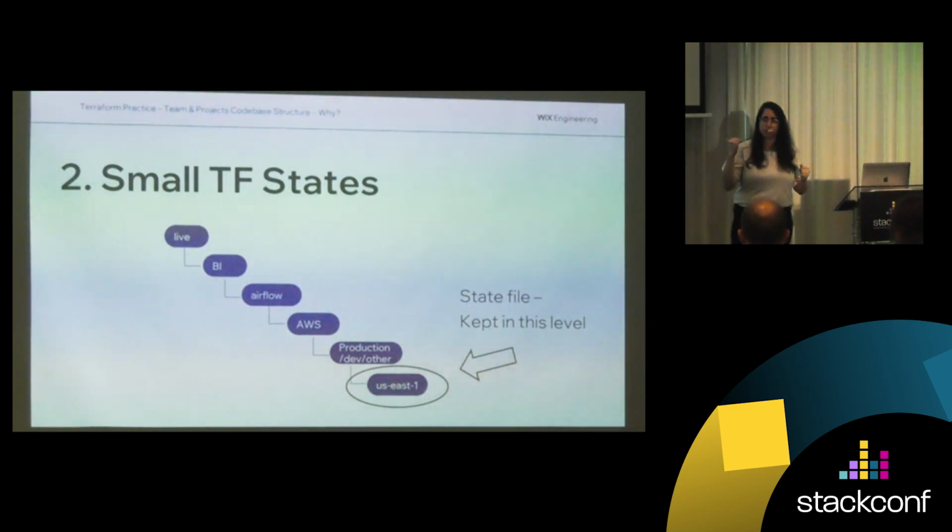So in order to avoid that, in order to help Terraform do its job properly and reduce the amount of invalid dependencies, we need to make sure the state files are very, very small. How do we do that? With this approach right here. If we have this structure, it means that the state file is kept at the lowest possible level, in us-east-1, which means the state file is only for Airflow resources for the BI team in AWS production or dev or whatever in us-east-1. So it's a very small state file, meaning the big blast radius is avoidable. We don't have any big blast radius, and it's great and allows Terraform to manage the resources in a way that doesn't make us scared when we run terraform apply.